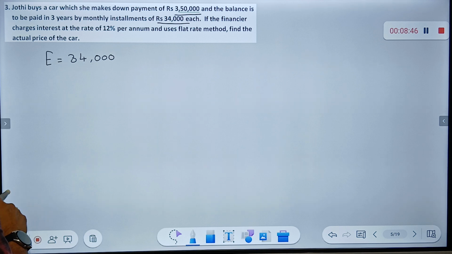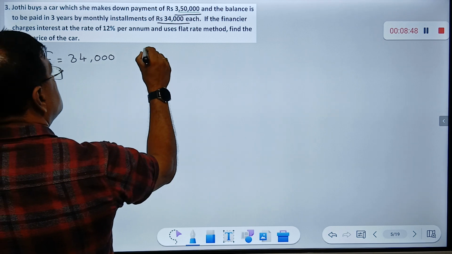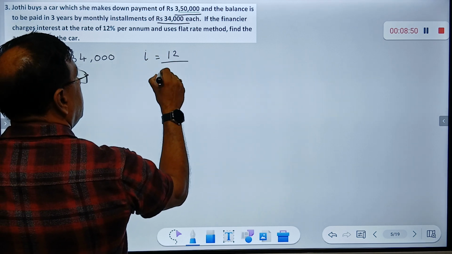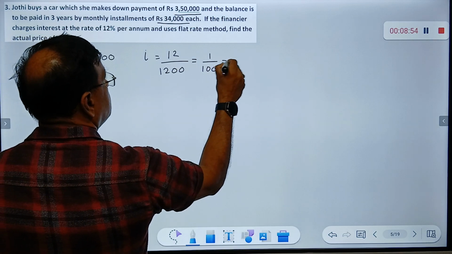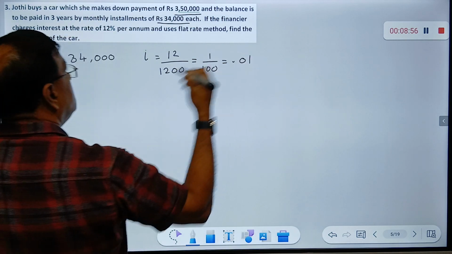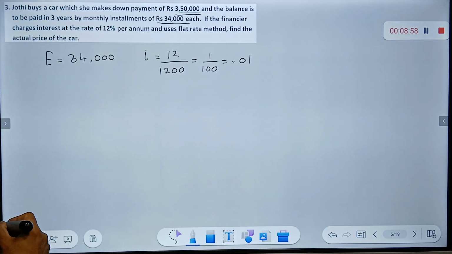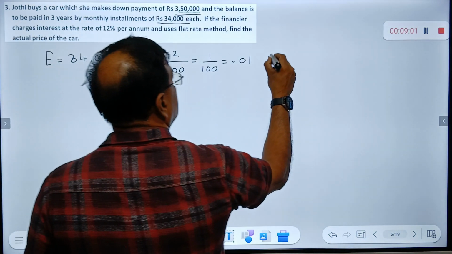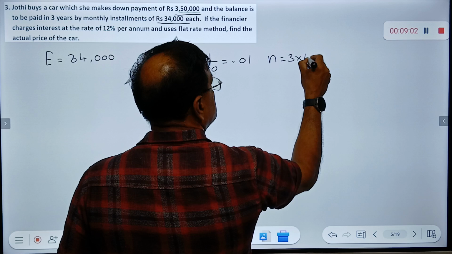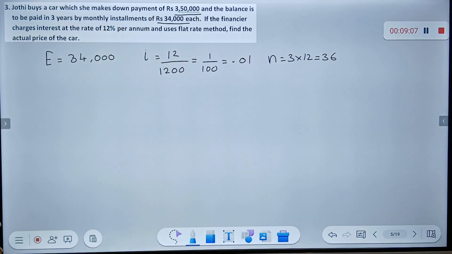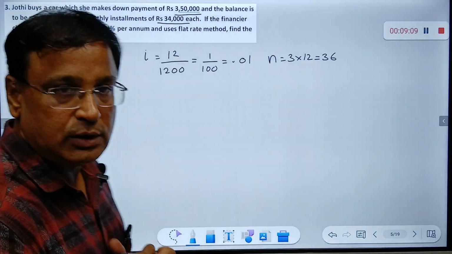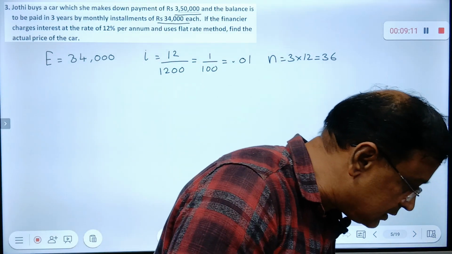If the financier charges an interest rate of 12%, so it is 12 divided by 1200, which is 1 by 100, which is 0.01, whatever you call it. And the tenure is N equal to 3 into 12, which is 36 months. Find the actual price of the car. I want to know what the actual price of the car is.